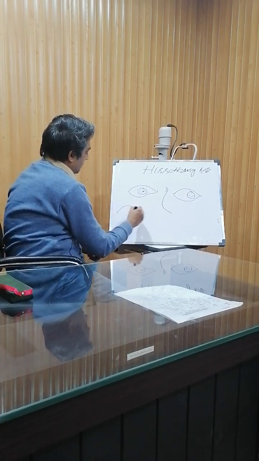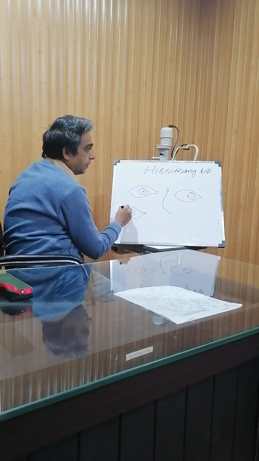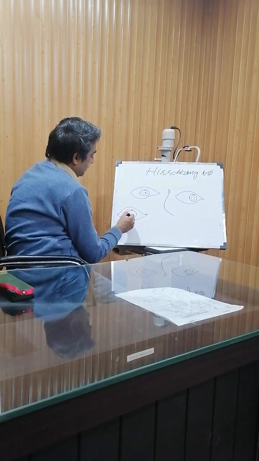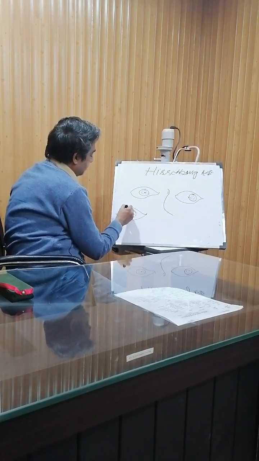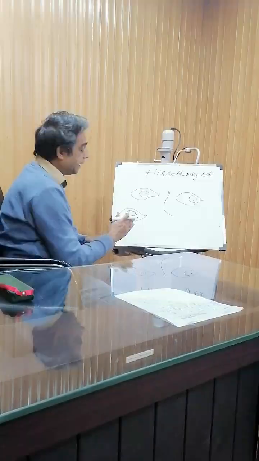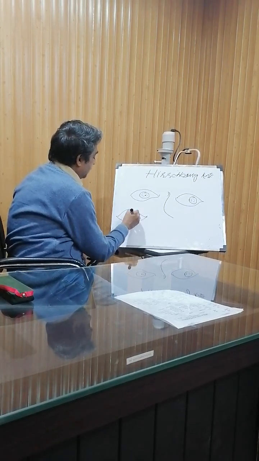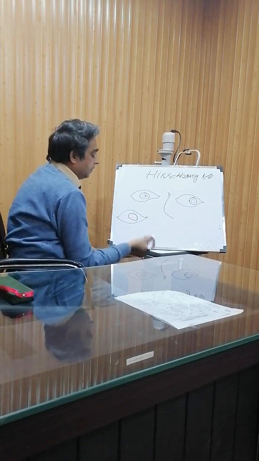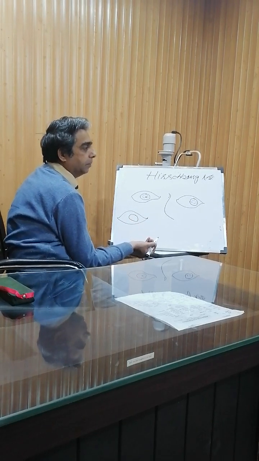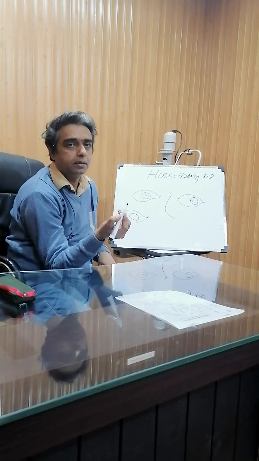Limbus is the junction between the cornea and the sclera. This is the cornea, okay? And this adjacent part, which is the white part, this is the limbus. There is no such demarcating thing. Simply, where the cornea ends, the limbus starts. The junction between the sclera and the cornea is the limbus. Okay, it is a very important anatomical structure.